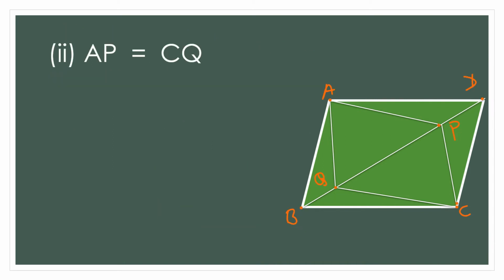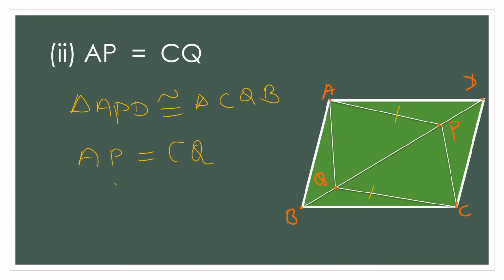In the first part, we have already shown that triangle APD is congruent to triangle CQB. So, are these corresponding parts of the congruent triangles? Yes, of course. So, we can write down AP is equal to CQ by CPCT. Now, write down in the comment box what is the full form of CPCT.